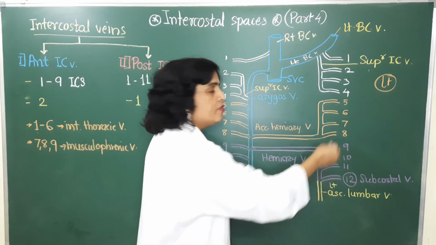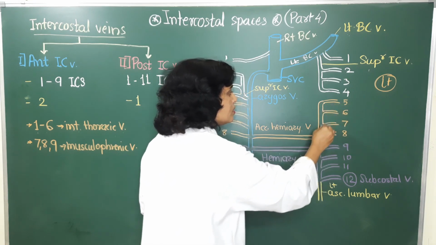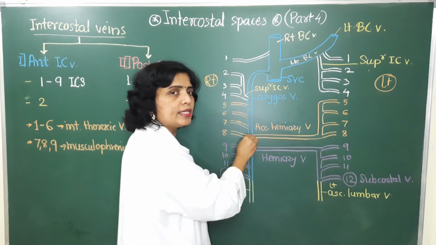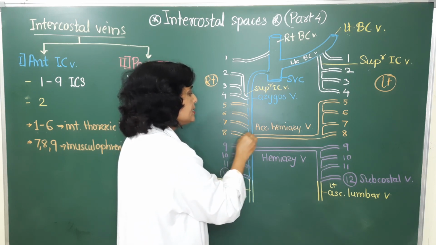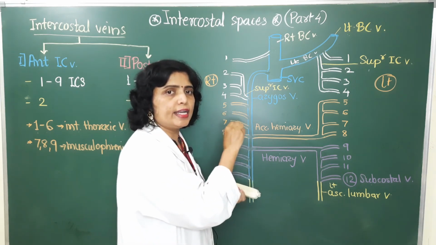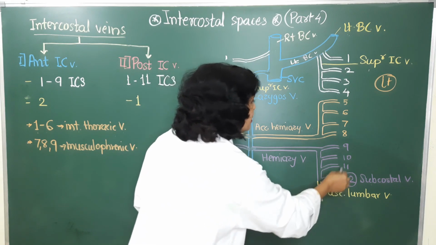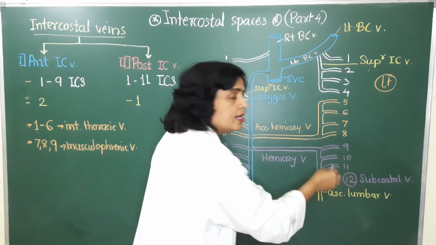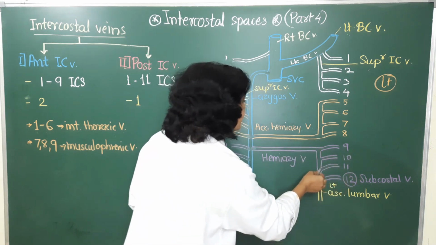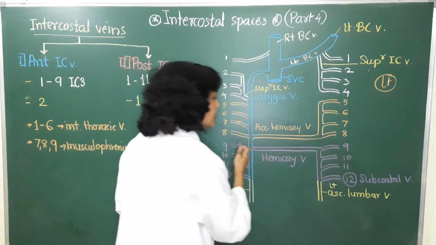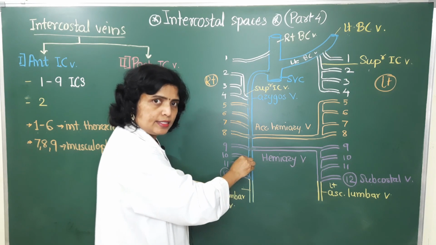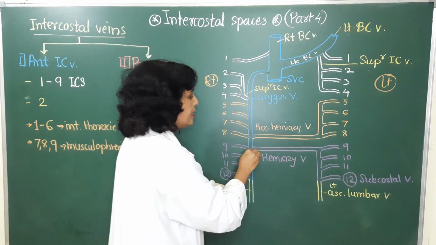While on the left side, the 5th, 6th, 7th, 8th posterior intercostal veins unite to form the accessory hemiazygous vein, which crosses the midline, passes towards the right side and opens in the azygous vein at the level of T8 vertebra. While the next 9th, 10th, 11th posterior intercostal veins open in the hemiazygous vein, which crosses from left to the right side and opens in the azygous vein at the level of T9 vertebra.